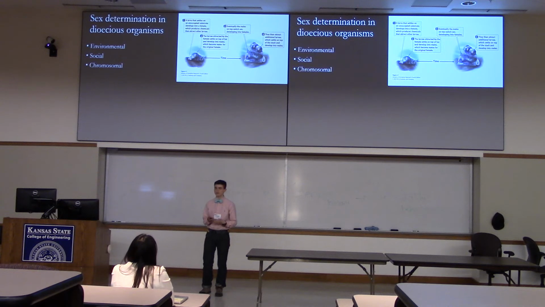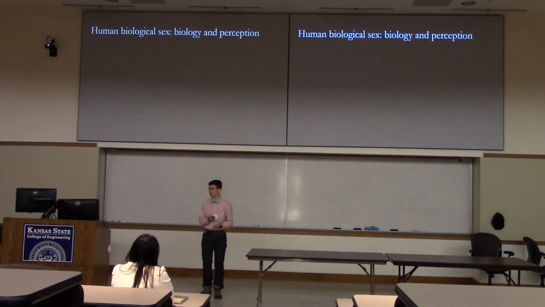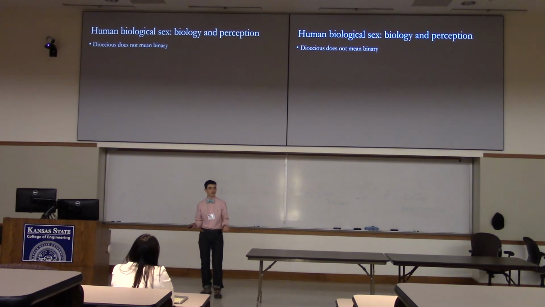And then what we're probably going to personally be most familiar with, depending on what our study species is, and what our students will likely be most familiar with, which is chromosomal sex determination, so XX, XY, ZZ, ZW, XXX, etc. So then we can talk about karyotypes, which are really fun, and point out that we have these autosomes and also these sex chromosomes. But I don't want to end the story there, because dioecious does not mean binary. And especially when it comes to humans, the way that biological sex actually works and the way that we perceive biological sex in society are very different.